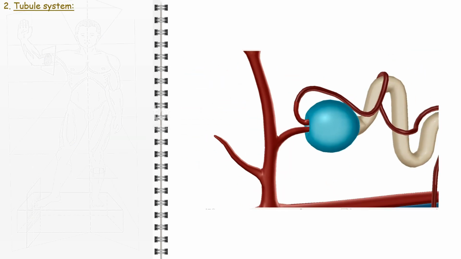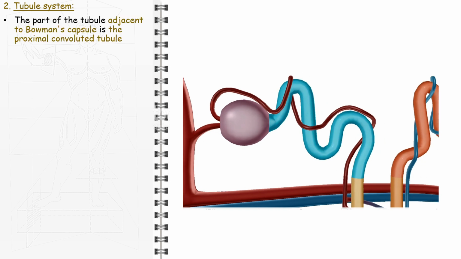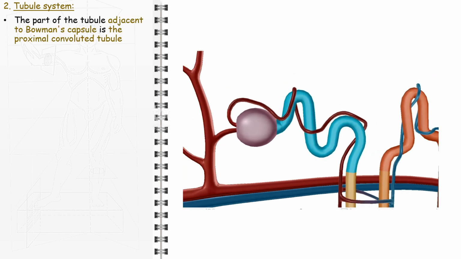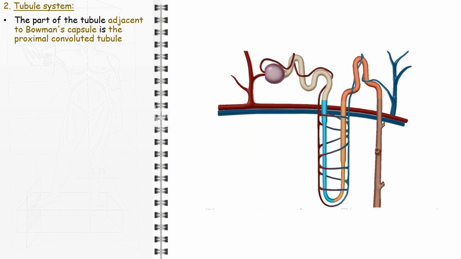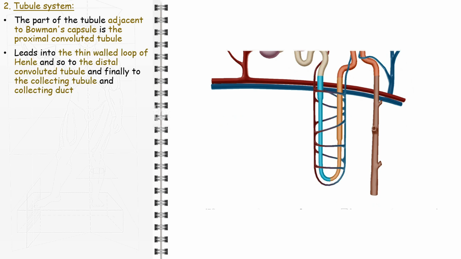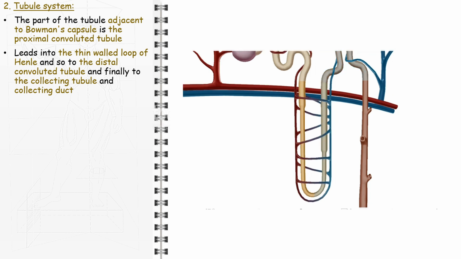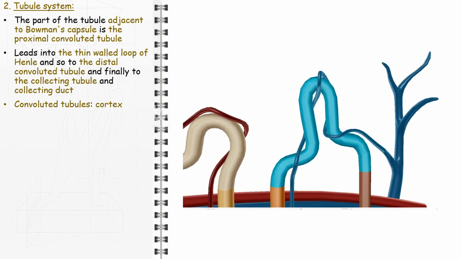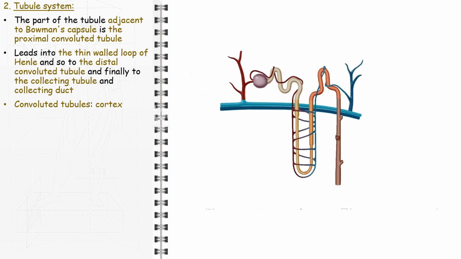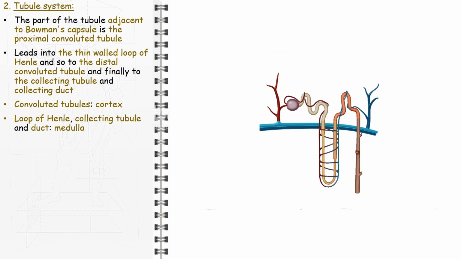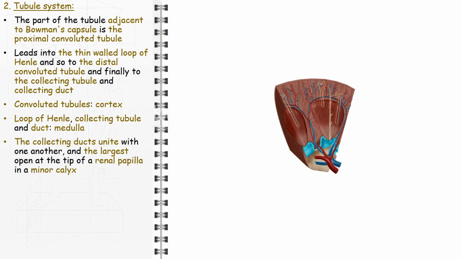The part of the tubule adjacent to Bowman's capsule is the proximal convoluted tubule, a 1.5 centimeter long sinuous tubule lined by a simple columnar epithelium. It leads into the thin-walled loop of Henle, U-shaped and lined with a pavement epithelium, and so to the distal convoluted tubule, sinuous and 0.5 centimeter long, lined by a thin simple columnar epithelium, and finally to the collecting tubule and collecting duct. The collecting ducts unite with one another, and the largest open at the tip of a renal papilla in a minor calyx.